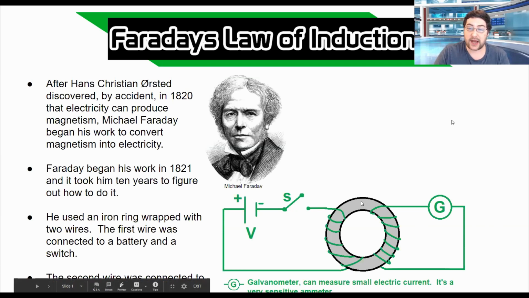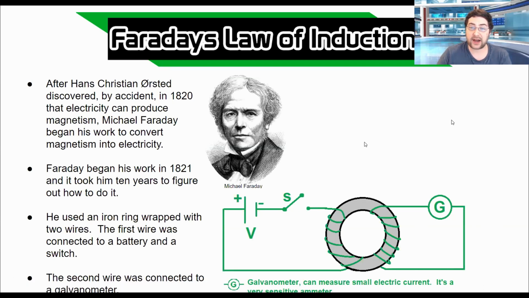So he used an iron ring, and then he wrapped coils around the outside. Remember, we talked about in a previous lesson that having that iron ring in there actually increases the magnetic field strength of a solenoid because it's a ferromagnetic substance. So the first wire, he had a battery attached and a switch attached, and then that wire was coiled around one side of the iron ring.